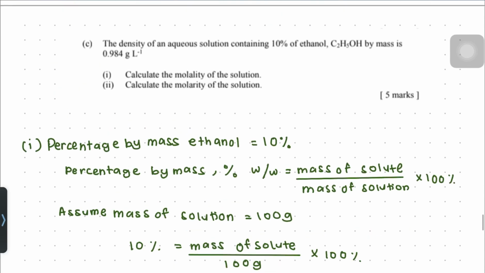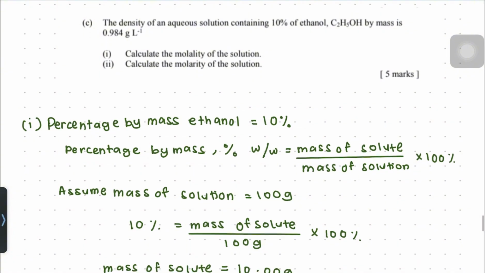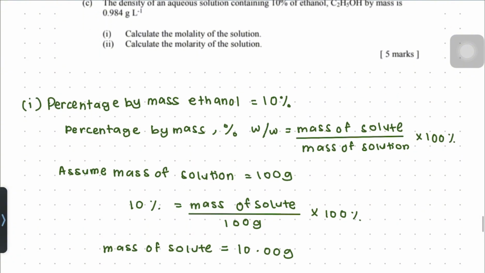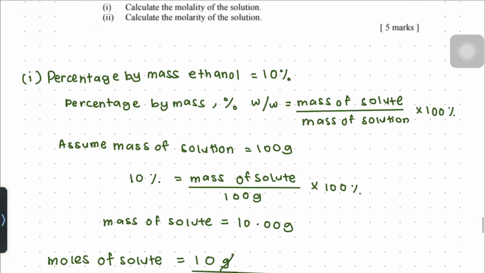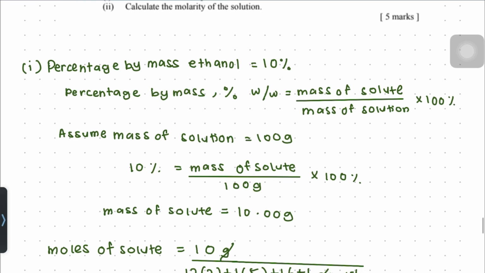Next, question C. The density of an aqueous solution containing 10% of ethanol, C2H5OH, by mass is 0.984 gram per milliliter. First, calculate the molality of the solution. The percentage by mass of ethanol is 10%. Percentage by mass can be calculated by mass of solute over mass of solution times 100. So we can assume the mass of solution is 100 gram. So we just need to multiply 100 gram with 10%, and then we will get the mass of solute is 10 gram.